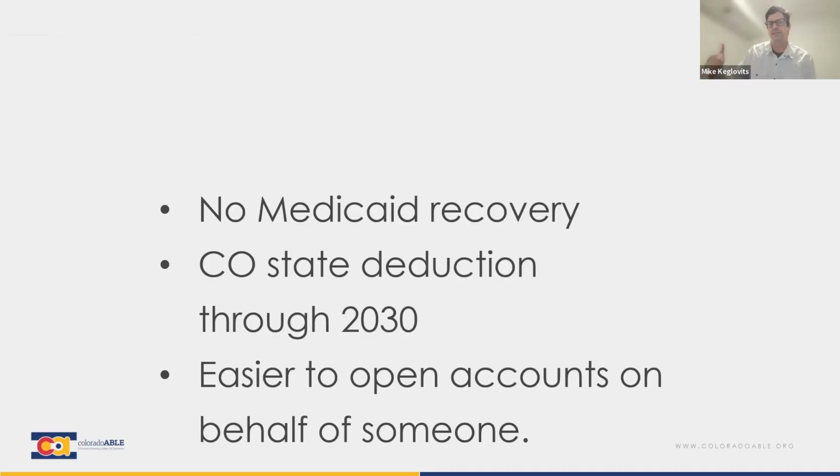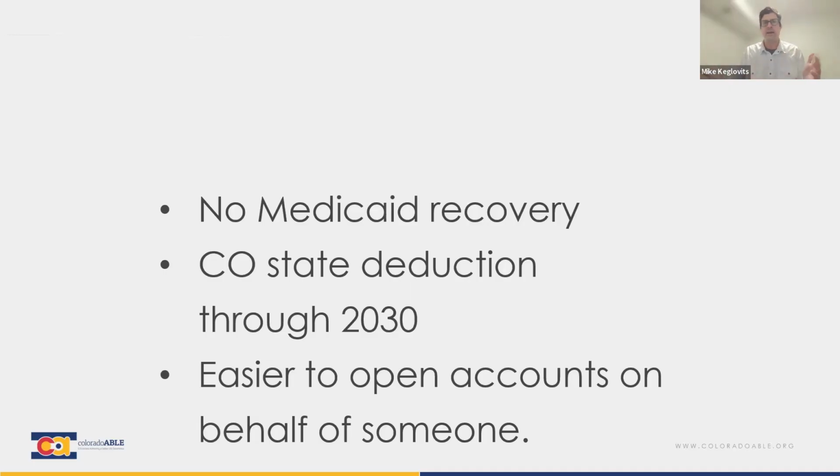So we talked about some of this. There's no Medicaid recovery; that was eliminated. The other thing that has just been pushed out to 2030 is the Colorado State deduction. If you put money into the ABLE account, you can deduct that on your Colorado State taxes. So that's a nice little benefit. And then we also adopted the hierarchy of people being able to open up an account on behalf of someone.